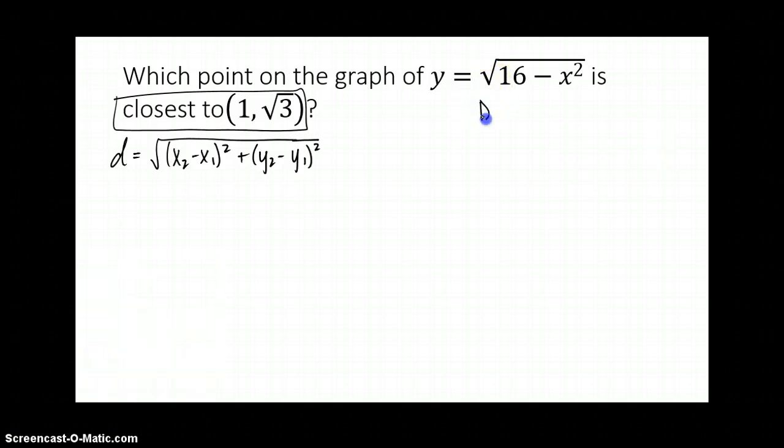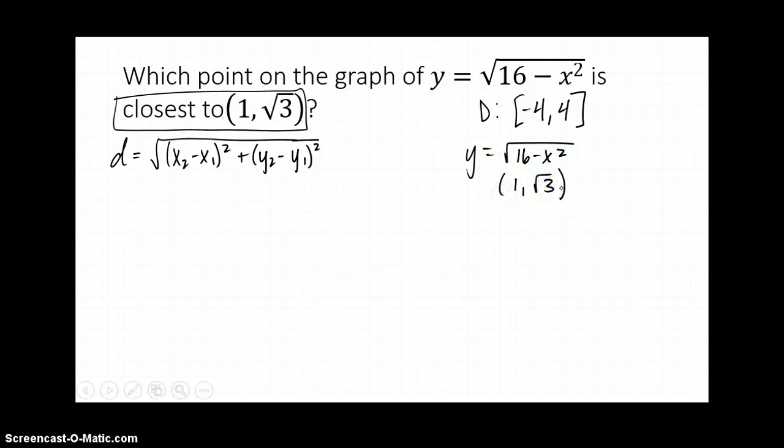Okay, the domain of this function, you can verify that the domain of this is from -4 to 4, so that'll be important when we go to actually find the minimum. Okay, so now let's work with this. So this is our given information. Okay, we do have two pieces of information that we can use in our distance formula.